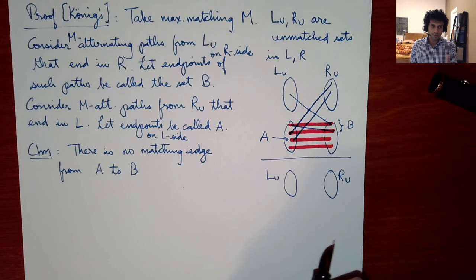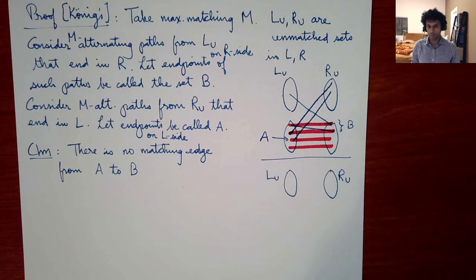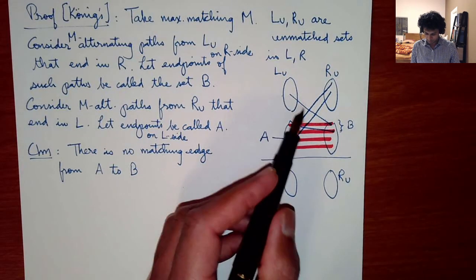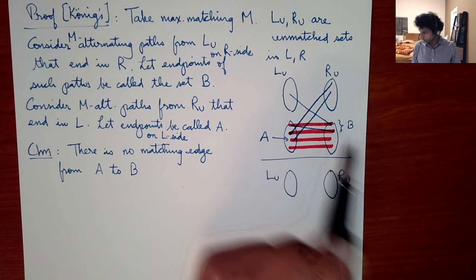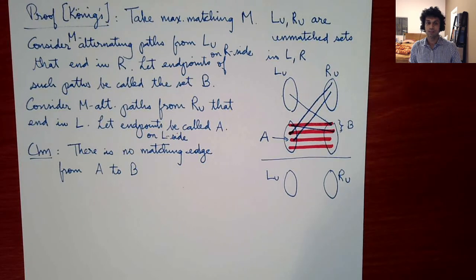I claim that there is a contradiction here. There's a problem. Oh, M's not a max matching anymore? Why not? I feel like it's because we can flip that alternating path. But yes, I lost exactly.